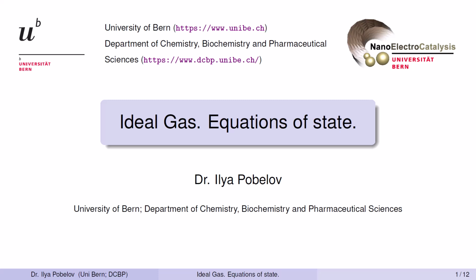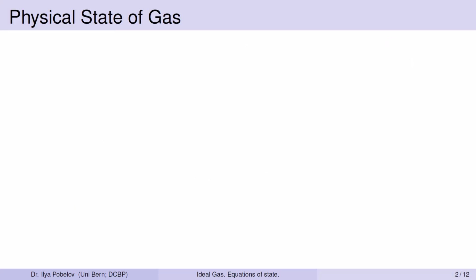In this module, we overview gas properties that are used to describe gases in physics and chemistry and introduce the concepts of ideal gas and the ideal gas law. This module will also introduce you to the concept of the equation of state using the ideal gas law as an example.